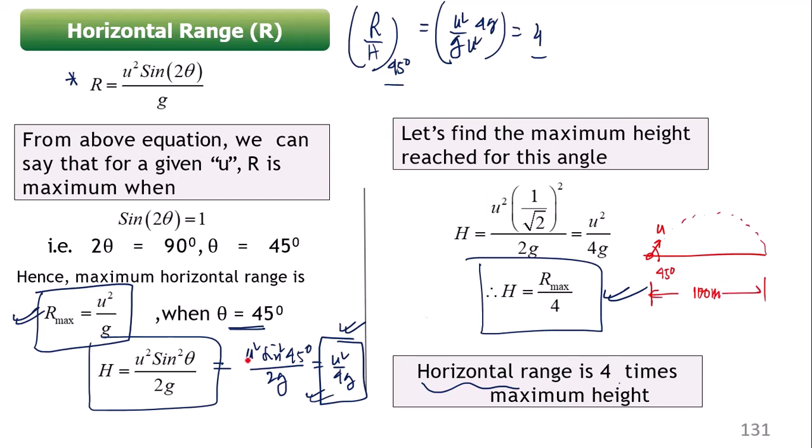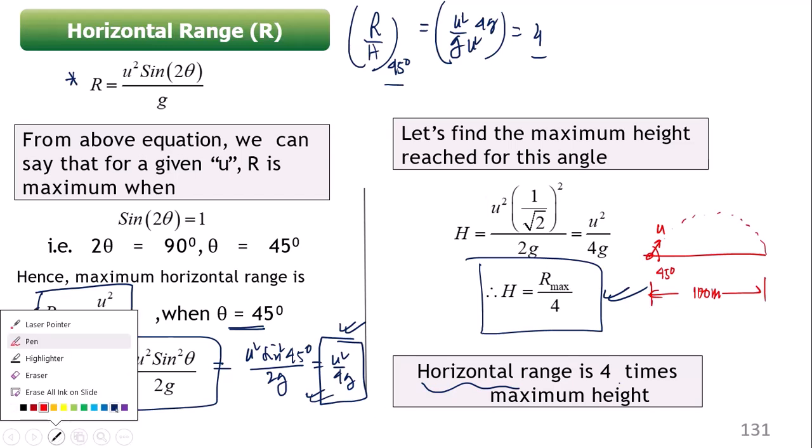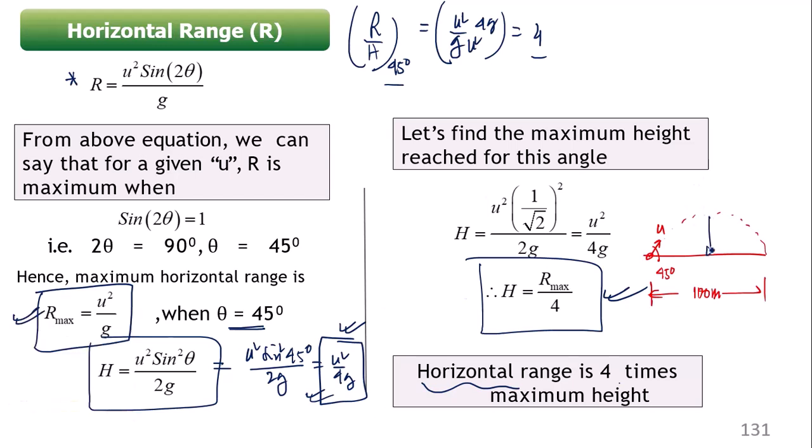Corresponding to 100 meter, I can clearly say that the maximum height attained by the particle should be 100 by 4. So this H should always equal 100 by 4, that is 25 meter. That is only true for the particle projected at an angle of 45 degrees, not for any other. If I project the same particle at, let us say, 30 degrees, then I cannot say that R is 4 times H. It is only valid when theta is 45, not for any other angle.